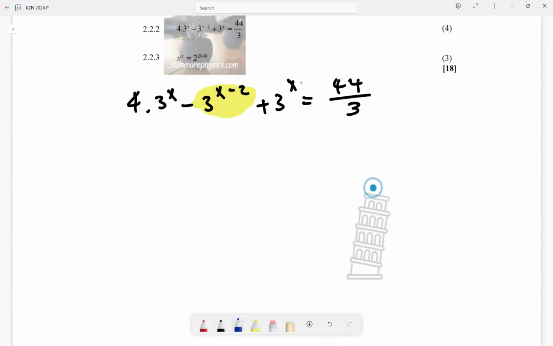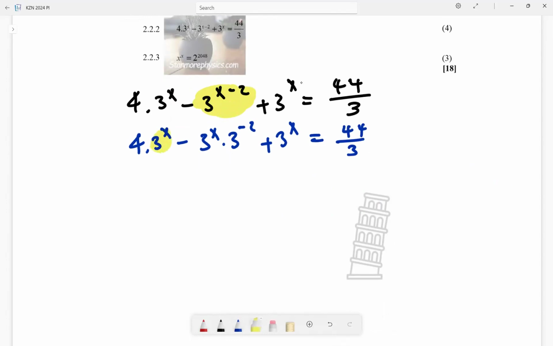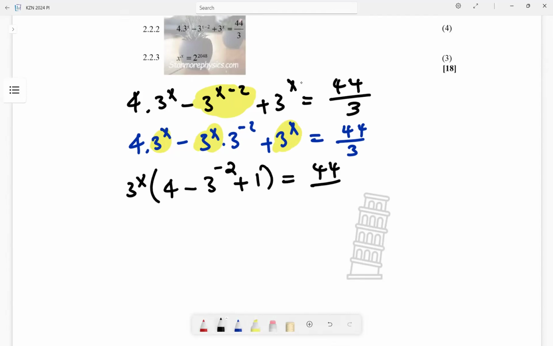Let's apply that. I can say this is 4 multiplied by 3 to the power of x, minus 3 to the power of x multiplied by 3 to the power of negative 2, plus 3 to the power of x, still equal to 44 divided by 3. Now, can you see this is a common factor? I take out the highest common factor as 3 to the power of x. Here I'm left with 4 minus 3 to the power of negative 2 plus 1, equal to 44 divided by 3.